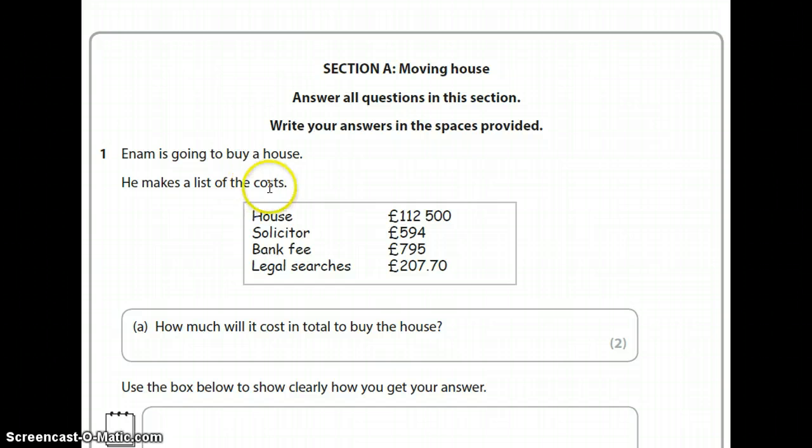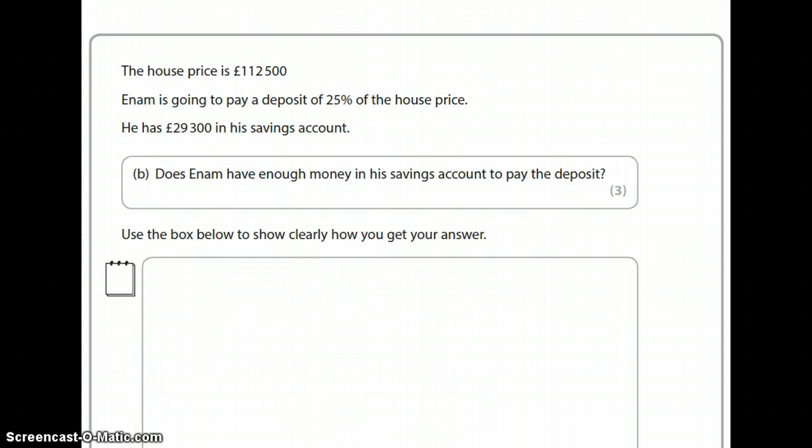He makes a list of the costs. House, solicitor, bank fee, legal searches. How much will it cost in total to buy the house? Use the box below to show clearly how you get your answer.